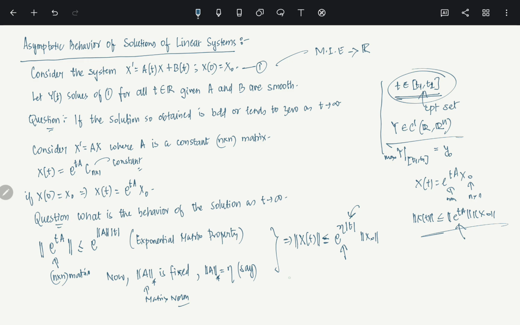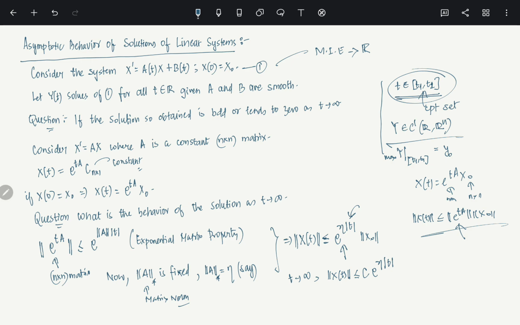So as t tends to infinity, norm of x of t is always bounded by norm of x naught, which is some constant c times e to the power eta times mod t. Clear? So what happens to e to the power eta times mod t? Eta here is a positive constant, so it is always dominated by a simple exponential. That's the only thing you can say here, but this is more than enough.